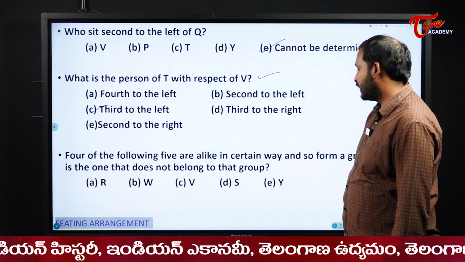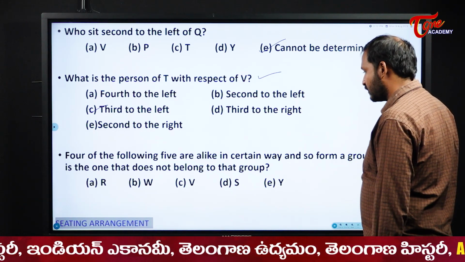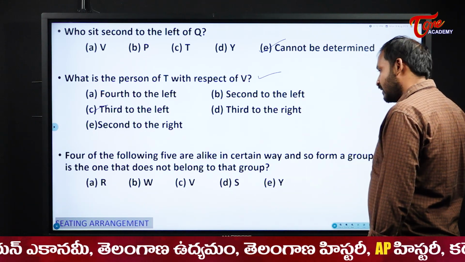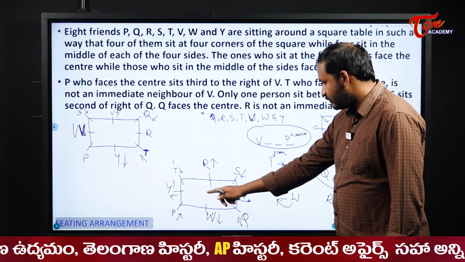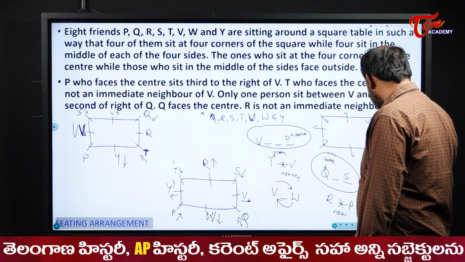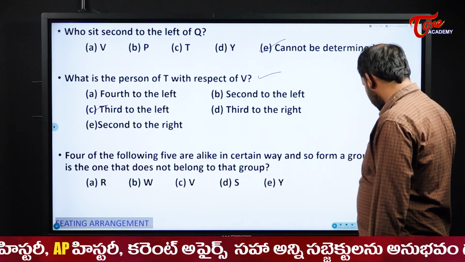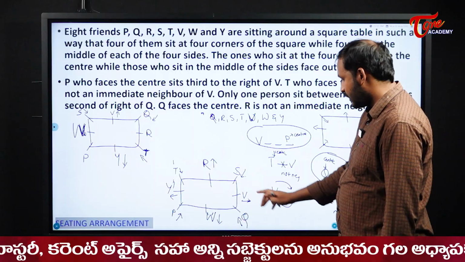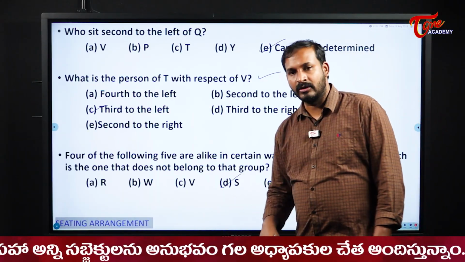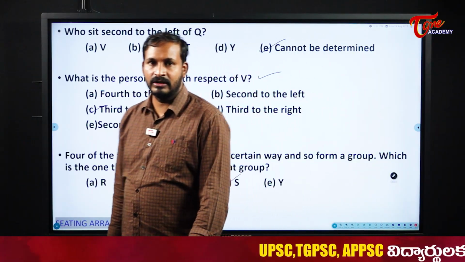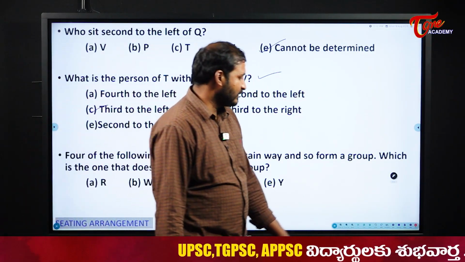Next, four of the following are alike in sign and group. Which one does not belong? So that means those who are facing inward or outward. R, W, S, V and Y. So who is facing outward? R, W, S. S is facing inward. So S is the only different one among these 5 options for us here.